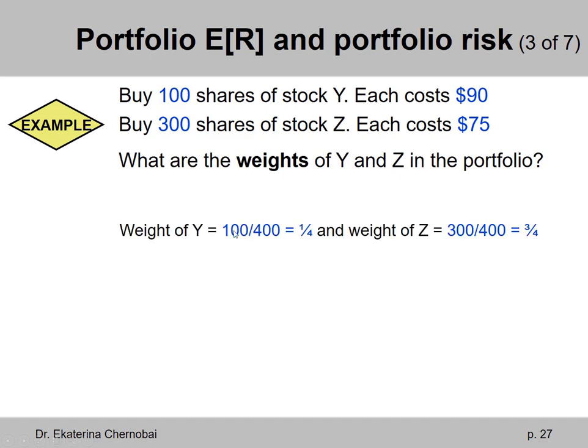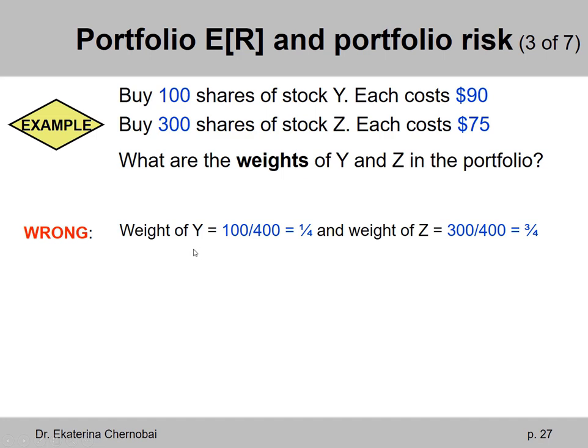So if you take 100 shares of stock Y, divide by a total of 400 shares that you're buying from both companies, you get 1/4. And so the weight of stock Y is 1/4, and the weight of stock Z is the remaining 3/4, right? Actually, this is wrong.